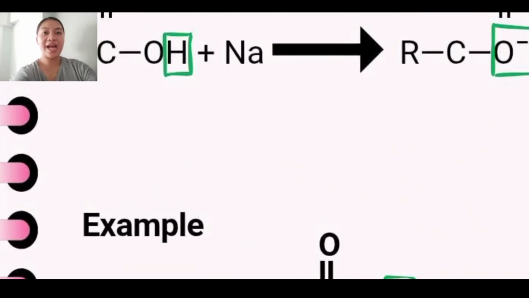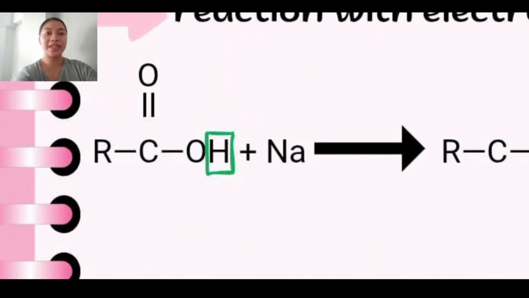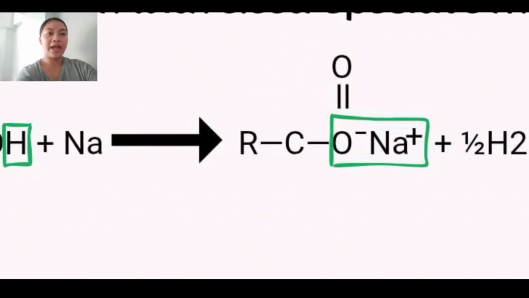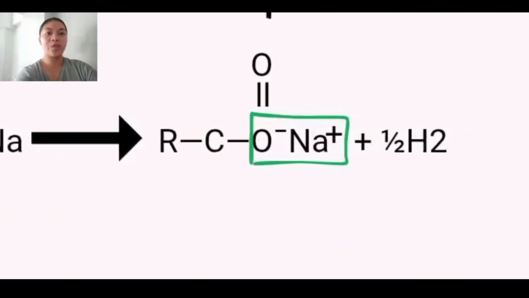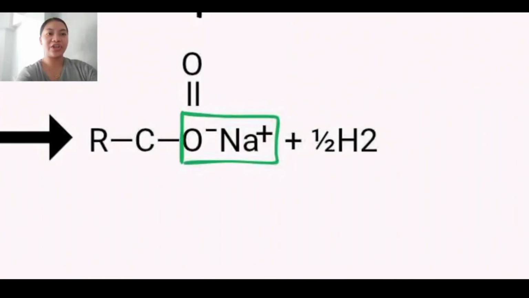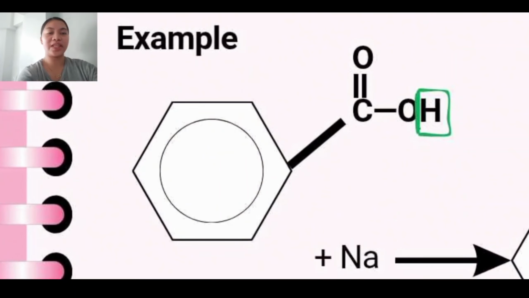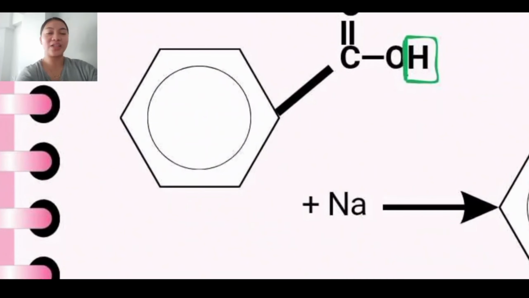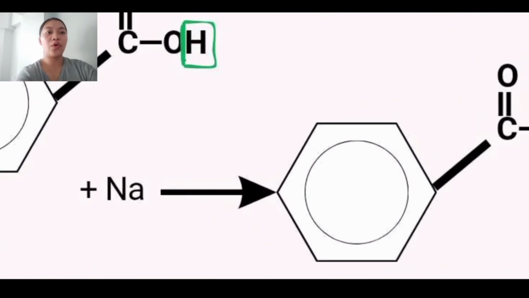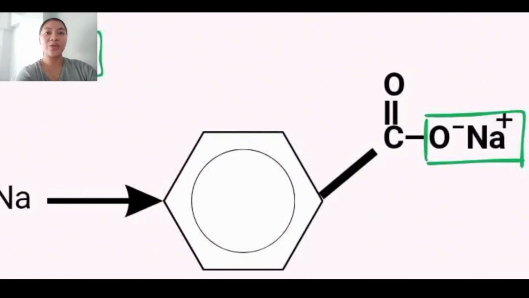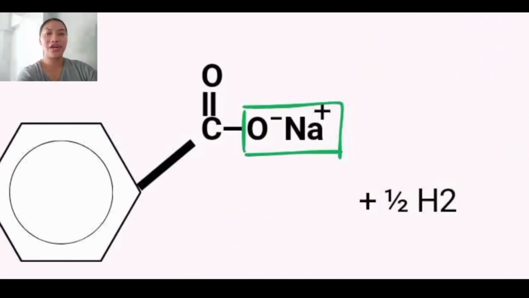So we have right here a carboxylic acid which reacts with sodium, and then it forms sodium ethanoate and hydrogen gas. Next, we have the second example. This one right here is benzoic acid, which reacts with sodium, forming sodium benzoate and another hydrogen gas.